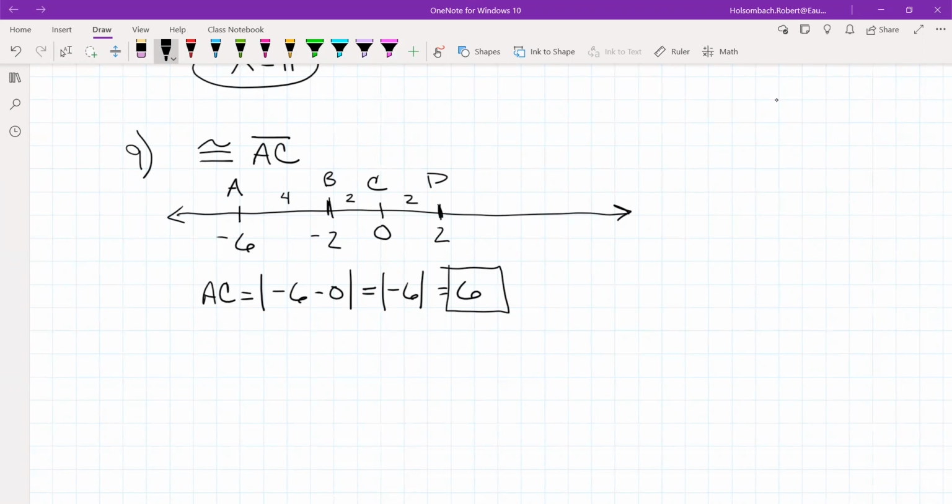And then we got point E that's at 4. And from D to E is another 2 units. So if we sum these 3 2's right here, 2, 4, 6 units long, there's a segment that's congruent to AC. So we're going to say BC, or I'm sorry, BE is equal to 6 as well.